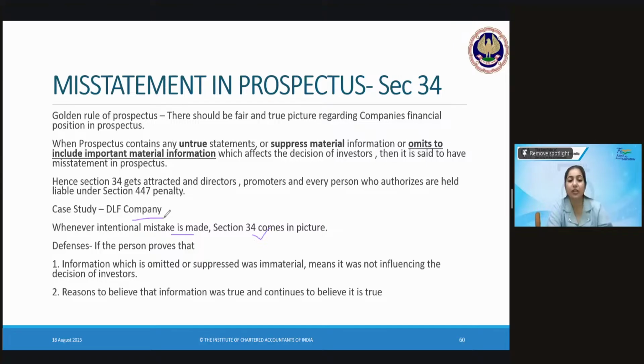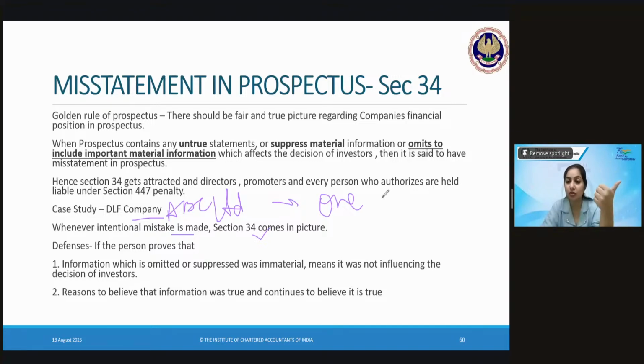So there was a case study of DLF company. What happened? Let's assume another name of company. There was a company, ABC Limited. At the time of IPO, it failed to include the name of one of its associate companies in the prospectus. Now, what is the requirement of the prospectus whenever you're giving the financial information about the group companies? It is compulsory to give the full financial information about the group companies also.